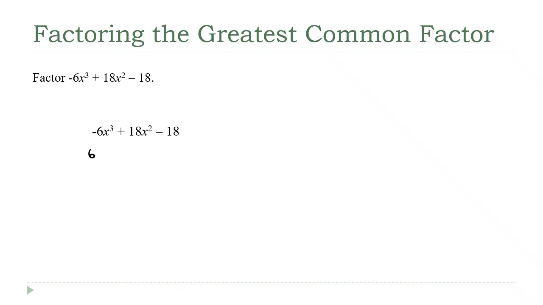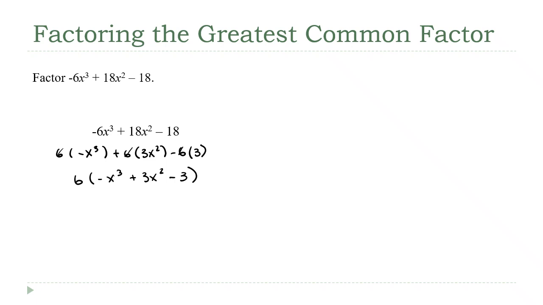This is 6 times negative x cubed plus 6 times 3x squared minus 6 times 3. So if I take the 6's away, bring them out in front, I'm left with negative x cubed plus 3x squared minus 3. And that's fine. That's a perfectly good factorization of this polynomial.